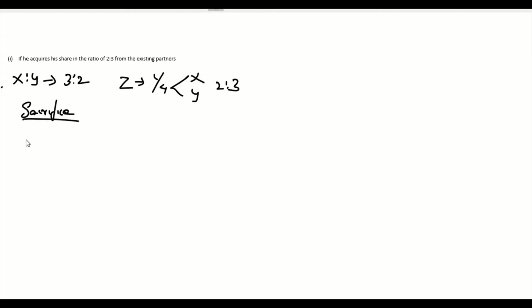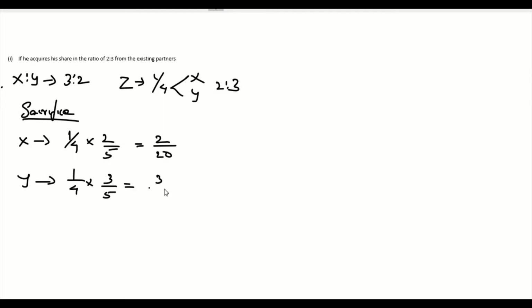Okay, X and Y are partners, their profit sharing ratio is 3:2, and in this scenario Z is getting 1/4 share of profit from X and Y in the ratio of 2:3. So first we need to find the sacrifice. For X, it's going to be 1/4, which is Z share, into 2/5. That is equal to 2/20. And for Y, it's going to be 1/4 into 3/5. That's equal to 3/20.